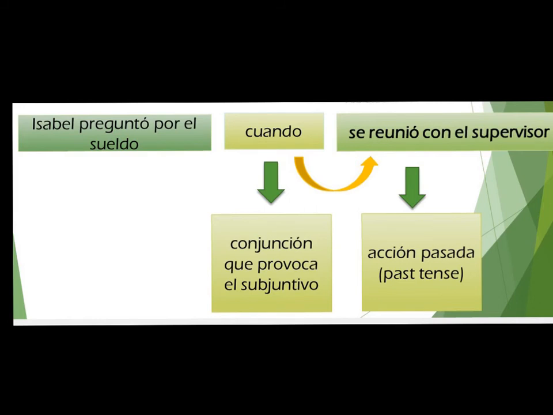Now let's look at this sentence. Isabel preguntó por el sueldo cuando se reunió con el supervisor. Now this is a sentence in the past tense, in the preterite. And even though we have two sentences and we have the conjunction cuando, we use the past tense. We use the preterite, which is a tense in the indicative. Okay?